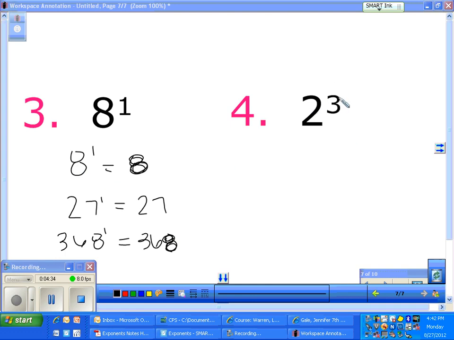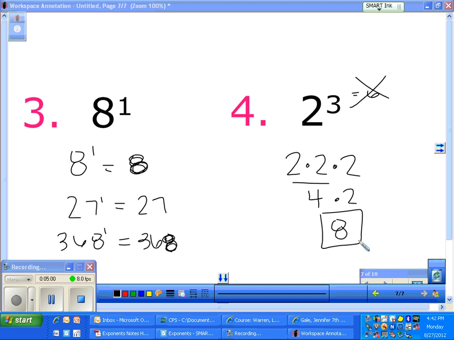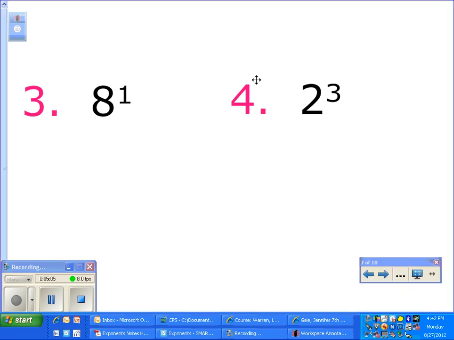Now, 2 to the 3rd power, or 2 cubed. This is a common mishappening. Okay? A lot of people just say 2 to the 3rd power, oh, I know that that's 2 times 3, so the answer is 6. That is wrong. We know that 2 to the 3rd power means 2 times 2 times 2. 2 times 2 is 4. 4 times 2 is 8. So 2 to the third power is 8.